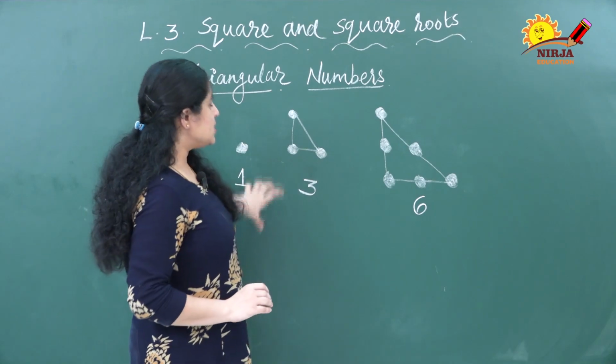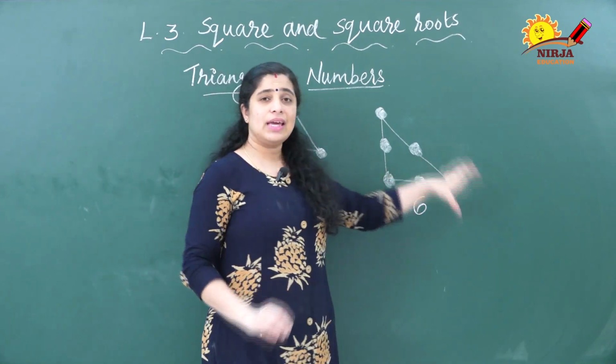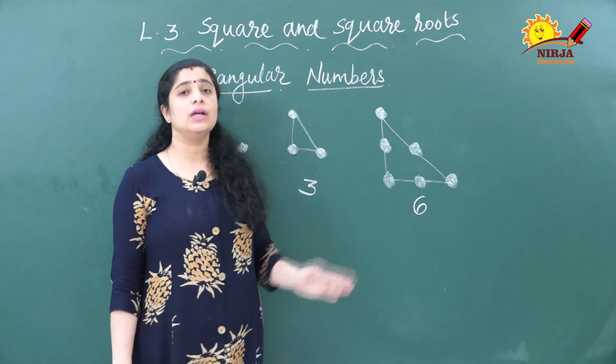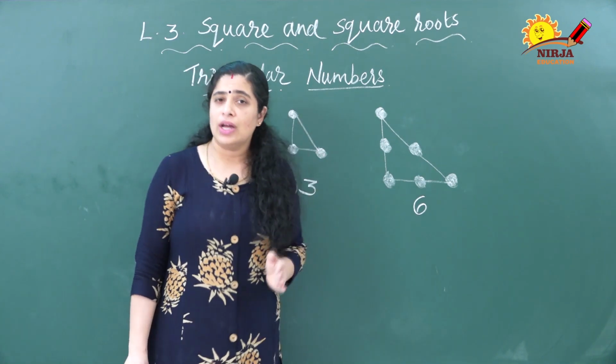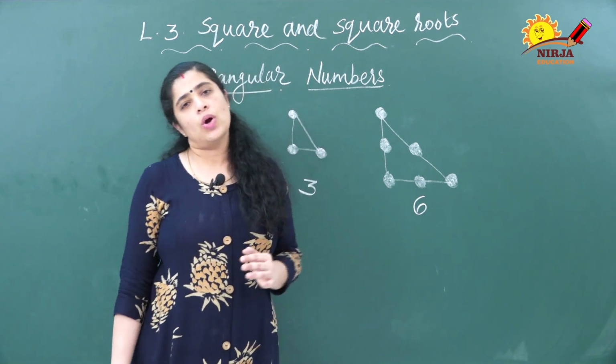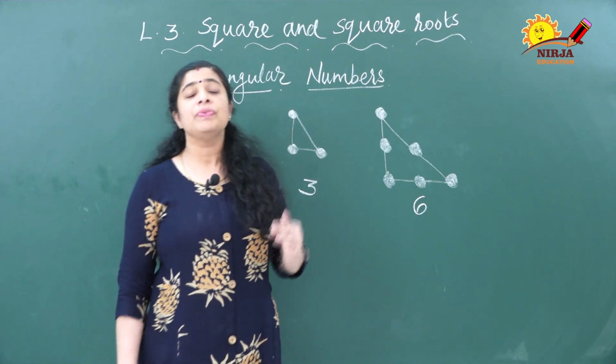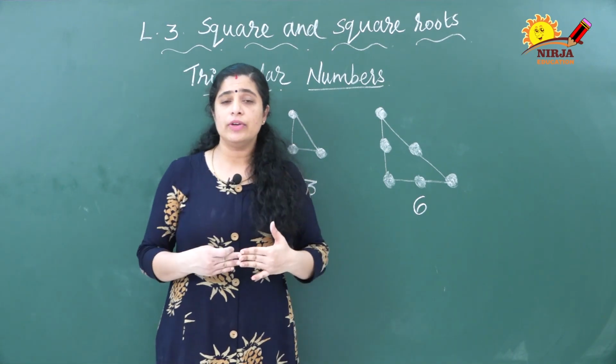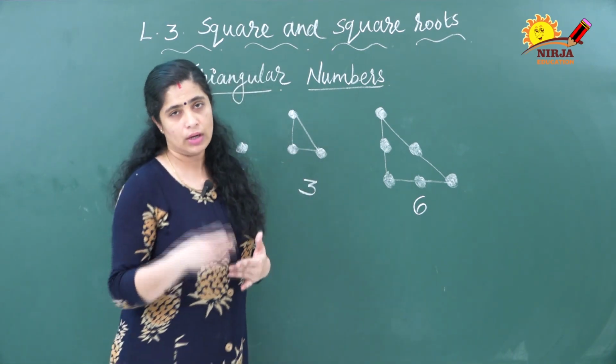So these numbers 1, 3, 6, etc. can be represented in the form of a triangle. So these numbers are known as triangular numbers. When you add the consecutive numbers, you will get the triangular numbers.